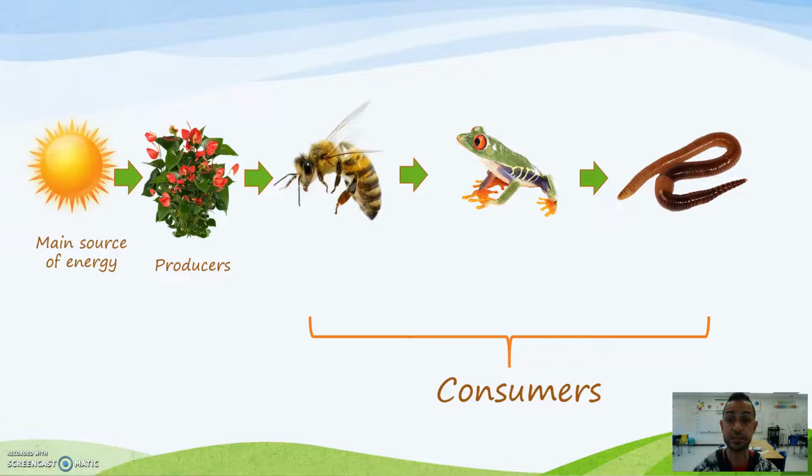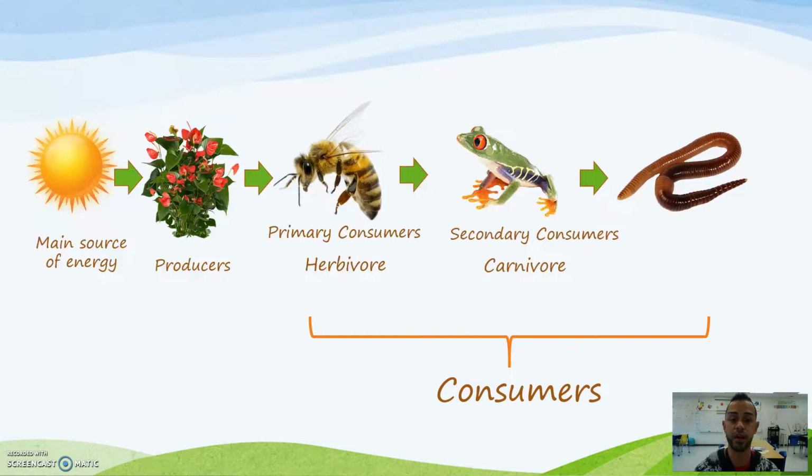So let's start with the bee. We can classify the bee as a primary consumer because it's an animal that eats only plants. And primary consumers obviously are herbivores. So we can call them primary consumers or herbivores. The frog is a secondary consumer because it can eat another animal, or secondary consumers are animals that eat herbivores. In this case, we have the frog, or we can call the secondary consumers carnivores. It's an animal that eats another animal.